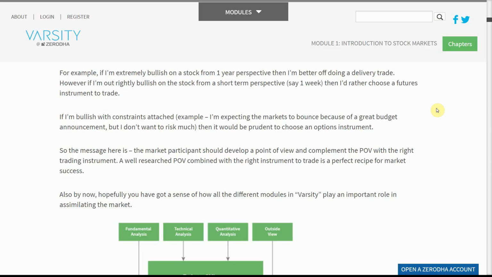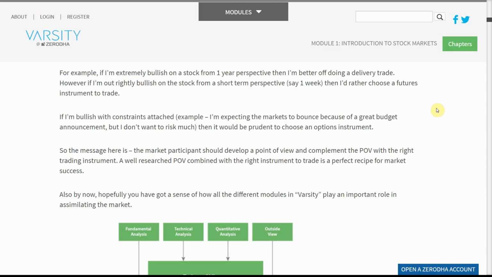So the message here is the market participant should develop a point of view and complement the POV with the right trading instrument. A well-researched POV combined with the right instrument to trade is a perfect recipe for market success. Also by now, hopefully you have got a sense of how all the different modules in Varsity play an important role in assimilating the market.